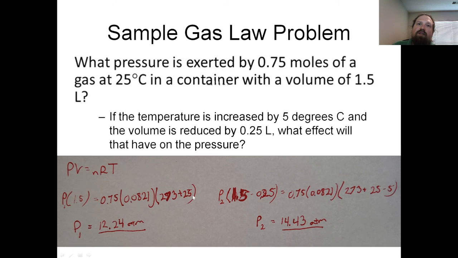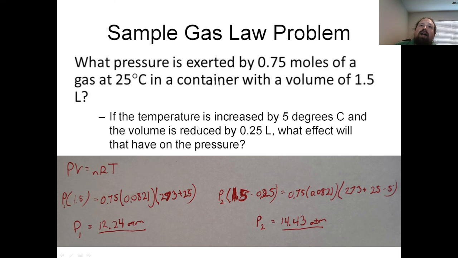25 Celsius, if we convert that to Kelvin real quickly in the formula, we just want to add 273 to it. That would be about 298 Kelvin. That just leaves pressure as the last thing to solve for, and that gas would be under 12.24 atmospheres worth of pressure. That means it's about 12 times more than the atmospheric pressure that you are currently under just on Earth's surface.